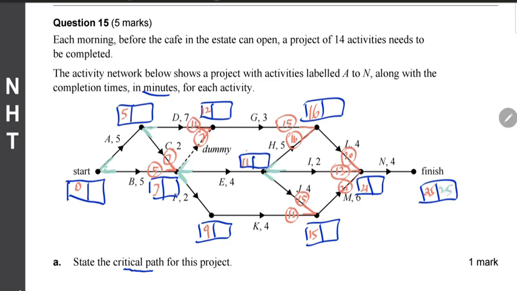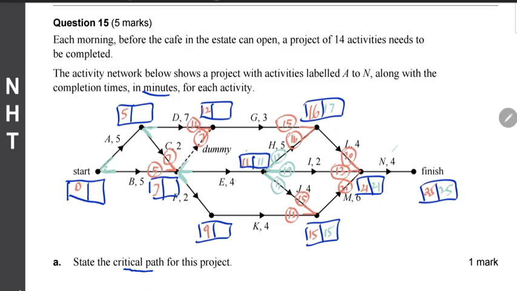So let's start with making this 25, which is the finish time as well, and then subtract as we go backwards. 25 take away 4 is 21. Going along L, 21 take away 4 is 17. And then H, 17 take away 5 is 12. Going along I, 21 take away 2 is 19. And then going along M, 21 take away 6 is 15. And going along J, 15 take away 4 is 11. The smallest value is 11.